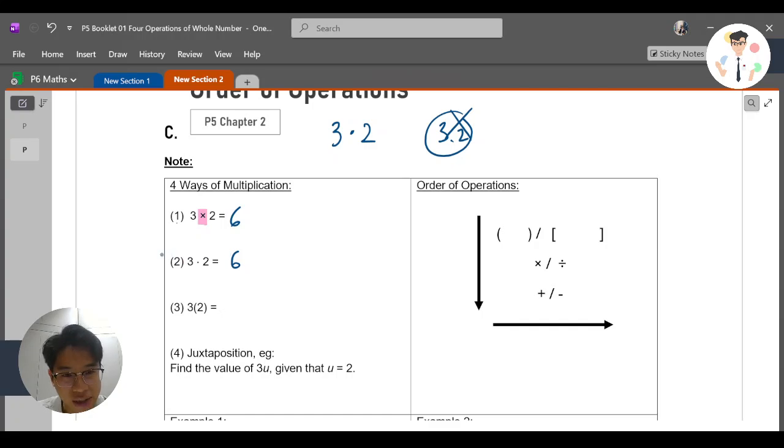Now, honestly speaking, this is not really primary school level. This is more what you will see in secondary school. But why am I introducing it here? Just to let you know.